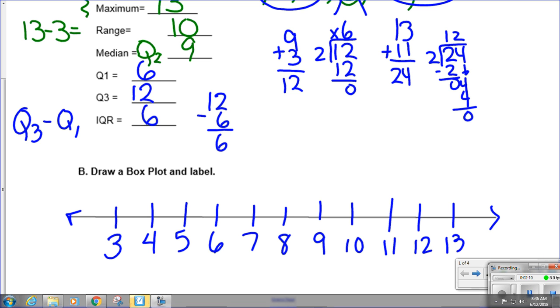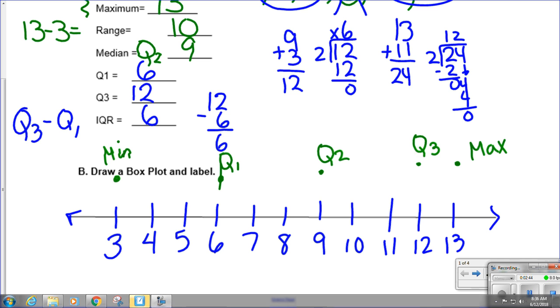Now you need your labels up above. And remember your box and whiskers float above the number line. They don't sit on the number line. So above the 3, I'm going to put a dot and label it min. Above my Q1, and that's at 6, Q1. Above my Q2, which is 9, I need a dot and label. Above Q3, which is 12, I need a dot and label. And above my max, I need a dot and a label.